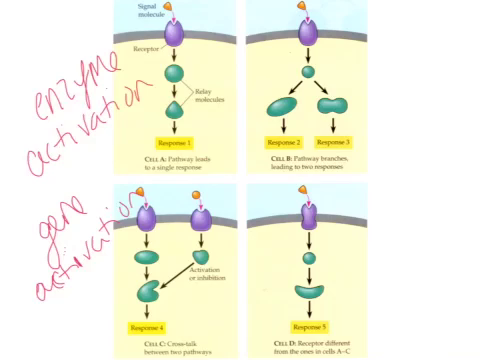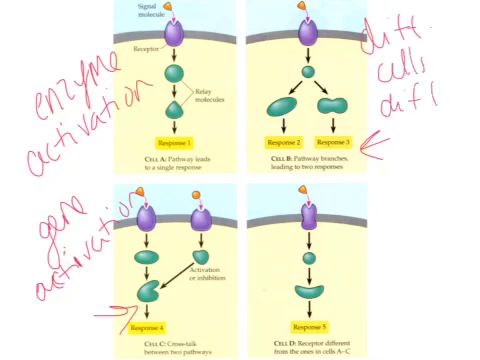You've also got the fact that the pathway could branch here. So the pathway could branch and you could have multiple responses within the cell. You could also have the pathways essentially talk to one another. And so the pathways themselves could interact with one another. Your cells are going to be able to have a variety of responses. And cells have a variety of responses because they have different proteins in them. So different cells, different proteins.